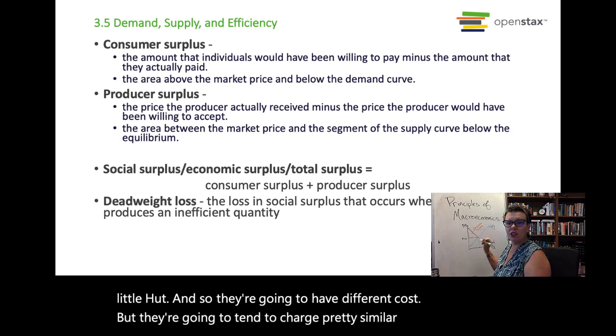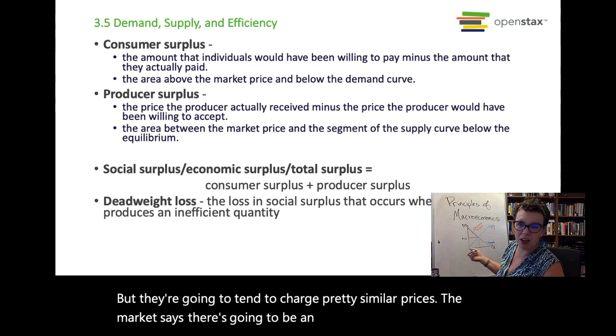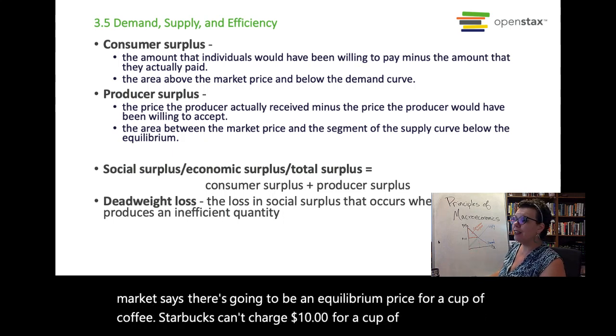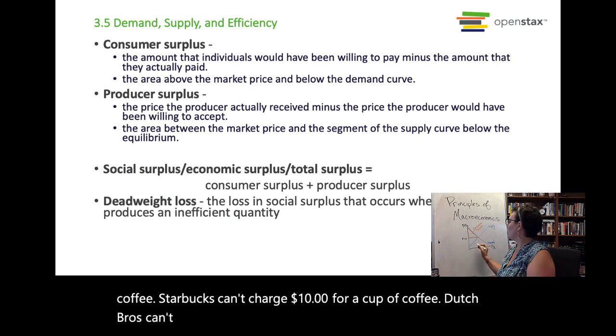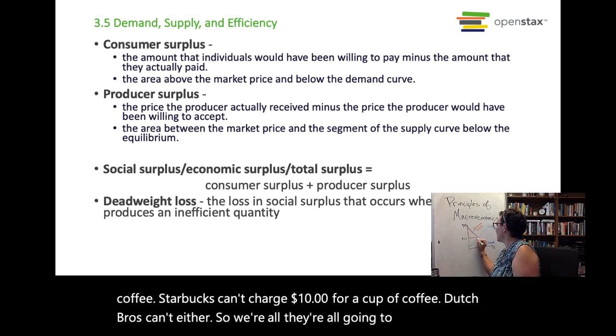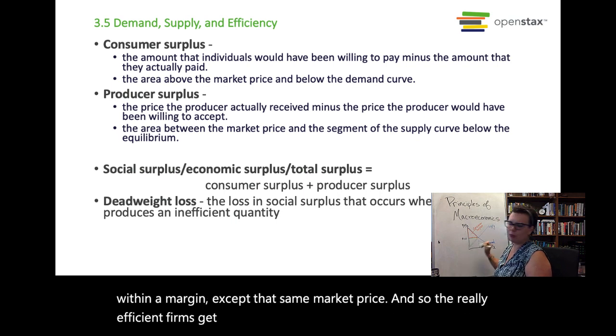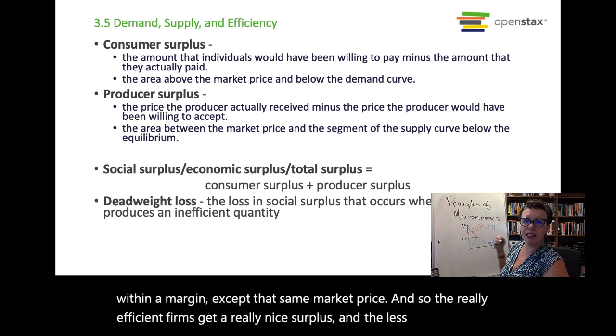And so they're going to have different costs, but they're going to tend to charge pretty similar prices. The market says there's going to be an equilibrium price for a cup of coffee. Starbucks can't charge $10 for a cup of coffee. Dutch Bros can't either. So they're all going to tend to accept, within a margin, that same market price. And so the really efficient firms get a really nice surplus, and the less efficient firms get less surplus.